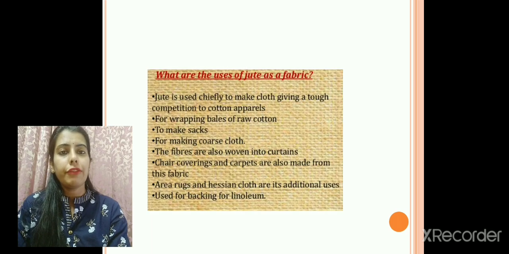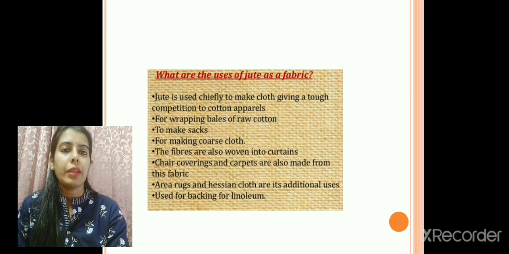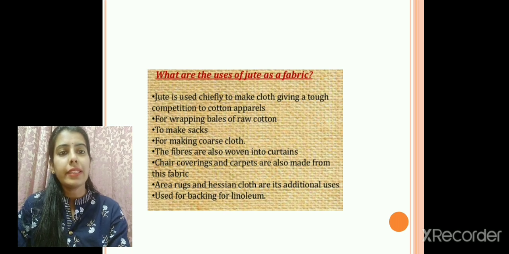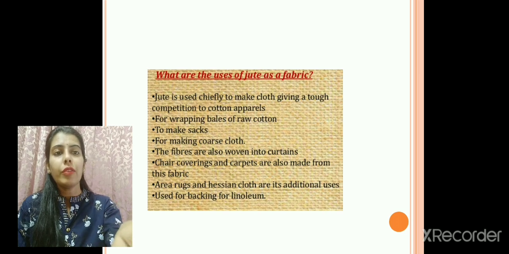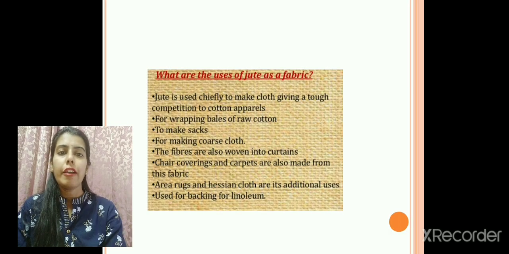Uses of jute as a fabric. Jute is used chiefly to make cloth, giving tough competition to cotton apparel because it is a strong fabric. It is used for wrapping the bales of cotton, to make sacks, coarse cloth, curtains, chair coverings, rugs and Hessian cloth. So these are some of the major uses of jute as a fabric.